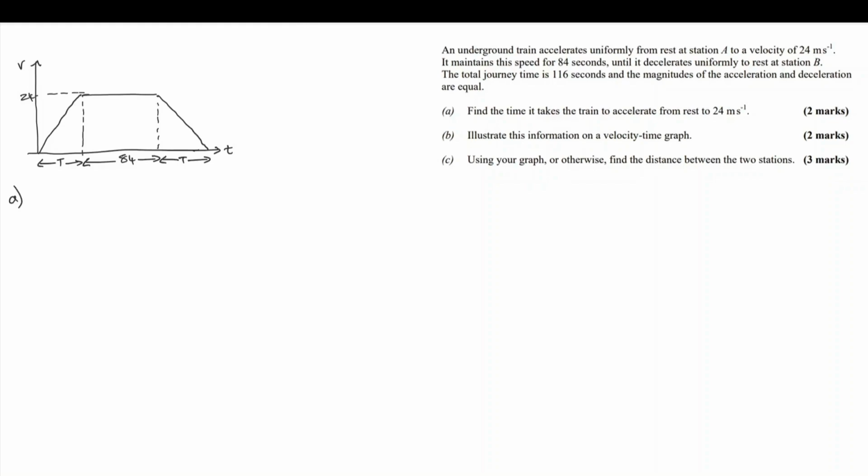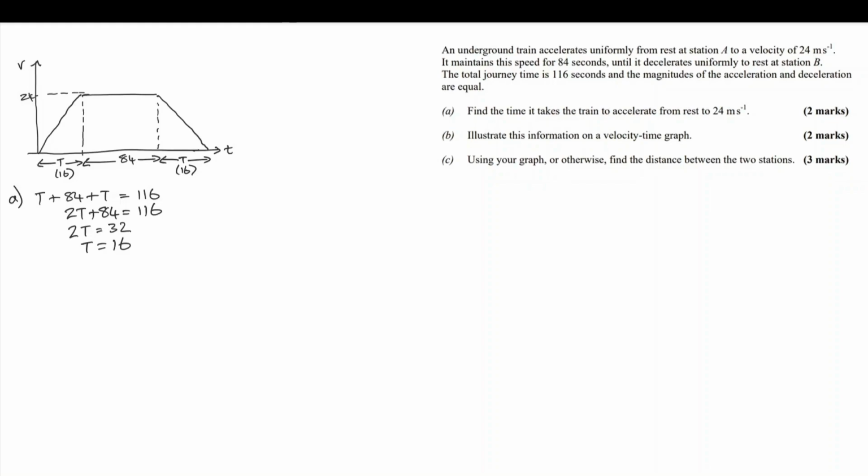Part A of the question says, find the time it takes the train to accelerate from rest to 24. Well, that time is t. I've labeled that as t. So the question really wants me to find t. Since we know that the total time of the journey is 116 seconds, there's quite a straightforward equation here. t plus 84 plus t equals 116. 2t equals 32. t equals 16. It took 16 seconds to accelerate from rest to 24 meters per second. It also took 16 seconds to decelerate from 24 meters per second down to rest.